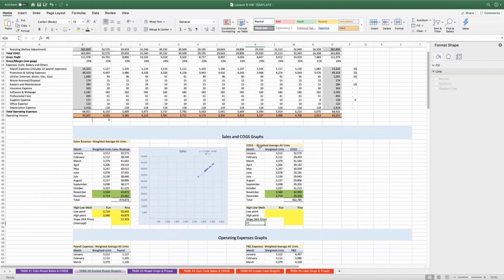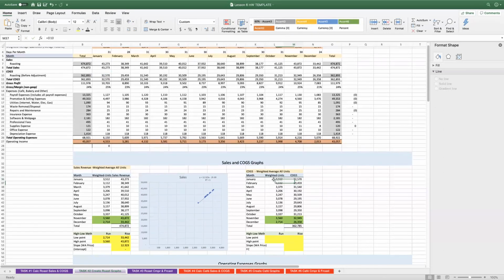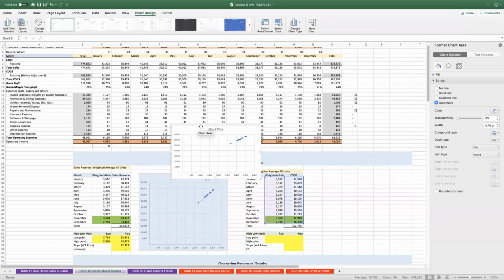Okay, so let's do the cost of goods sold. Same thing. Look, it's the same quantity that you had up here in the pink row, but now we're going to be focused on the cost of goods sold here. Okay, cost of goods sold right there. So I brought those down for you. So they just referenced down, and I did that so you could real quick make your graph. So insert, scatter chart. Go ahead and do it. Pull it over.